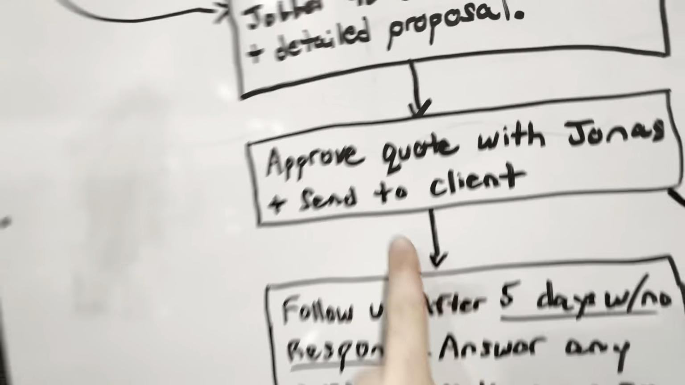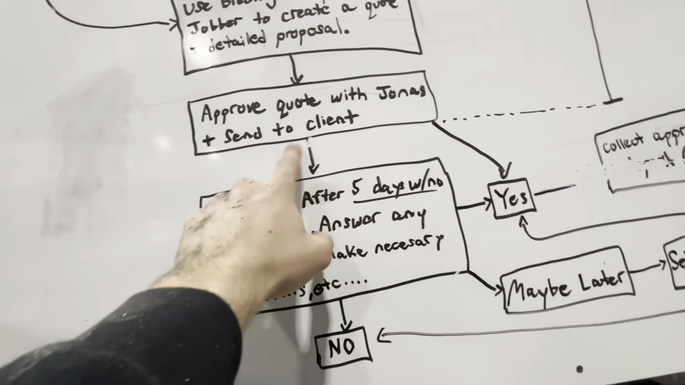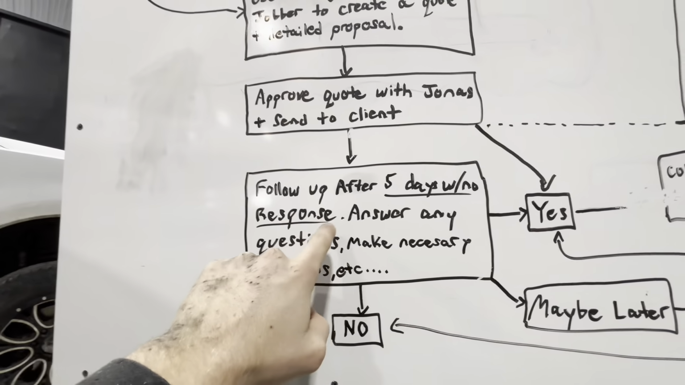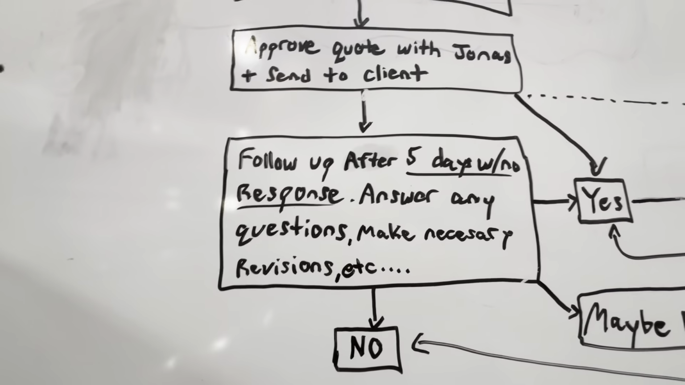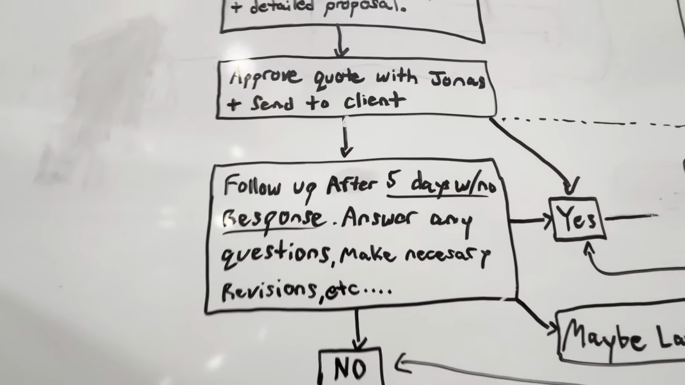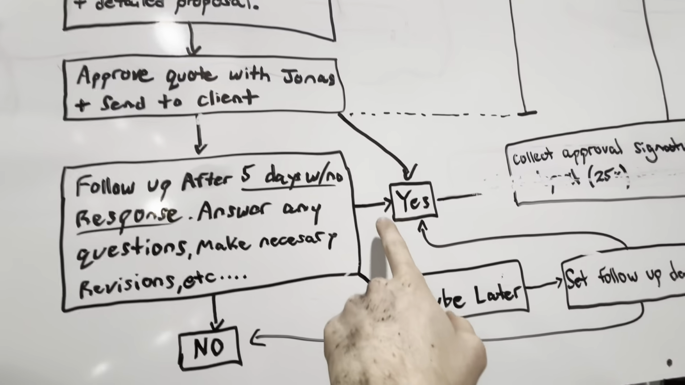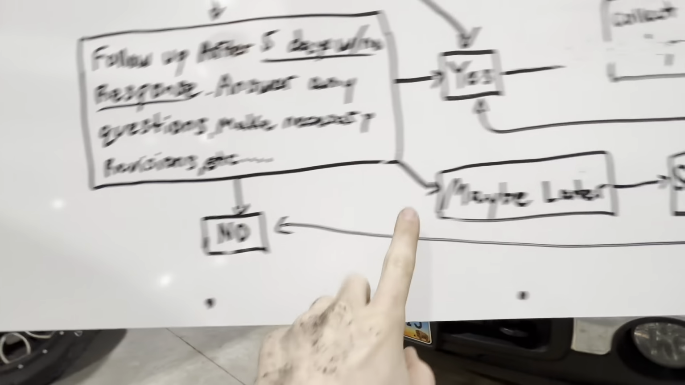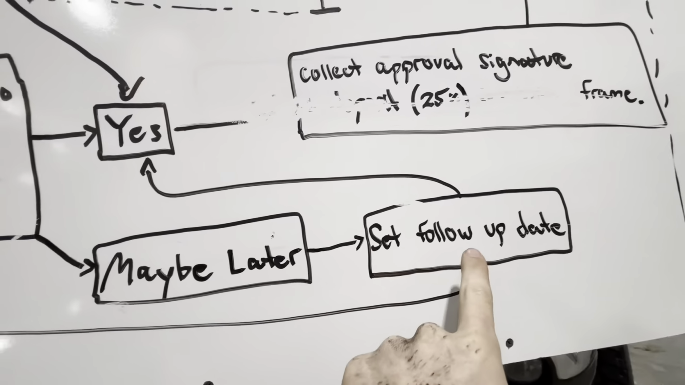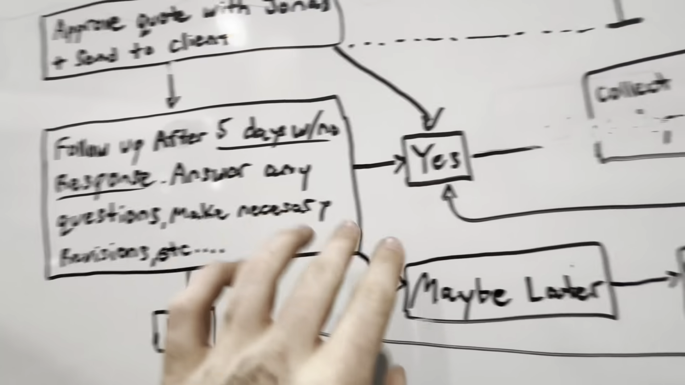So after that, the quote is sent. There's 2 options here. They say yes, awesome. No, or nothing. Follow up after 5 days with no response. You want to give them a little time to think. Answer any questions, make necessary revisions. And then from there, there's 2 options. They say, maybe later, or they say yes. But if they say no, have a nice day. Peace. Maybe later, set follow-up date. Anyways, we're always trying to snake it back around to yes. There's just a few different ways.